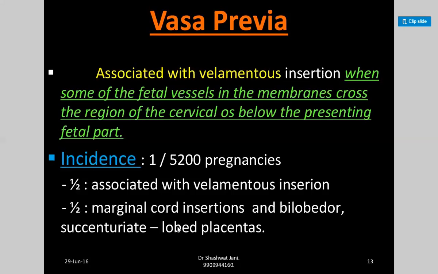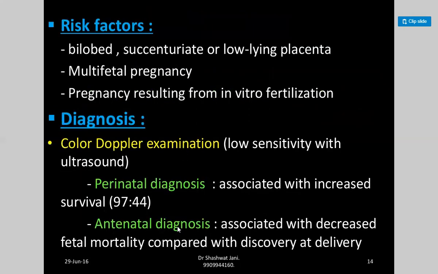Half are associated with the filamentous insertion, and half are associated with marginal cord insertion and the bilobed and succenturiate lobe placenta. That is, the abnormalities of the bilobed, from the word, two lobes are found. In that situation, we are seeing this vasa previa. Risk factors. Why are we saying this is important? Because a bilobed, succenturiate or low-lying placenta is the reason behind it.